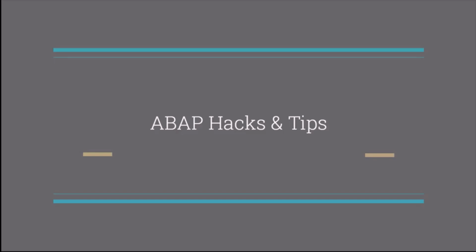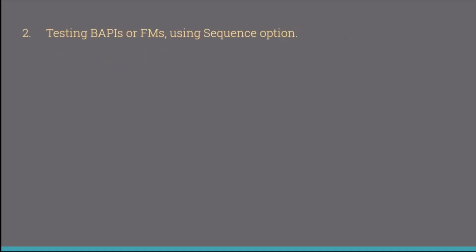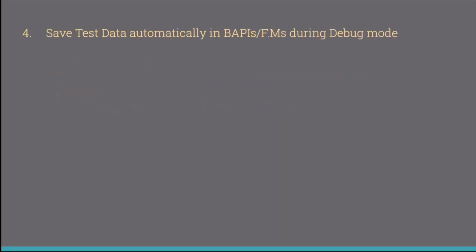So far we have discussed four hacks and tips: SC60N, testing BAPIs or FMs using the sequence option, how to debug background jobs in ABAP, and how to save test data automatically in BAPIs or FMs during debugging mode. If you haven't seen these videos, just go to the playlist called ABAP hacks and tips on my channel. You can watch the previous videos to get a better idea. I got very good feedback from all of them, which motivated me to do this video.